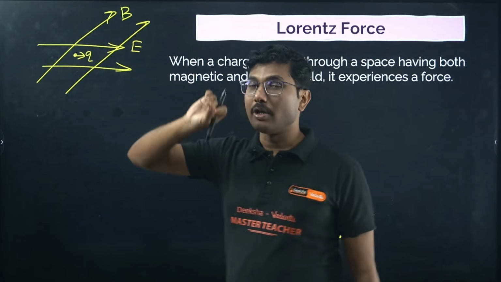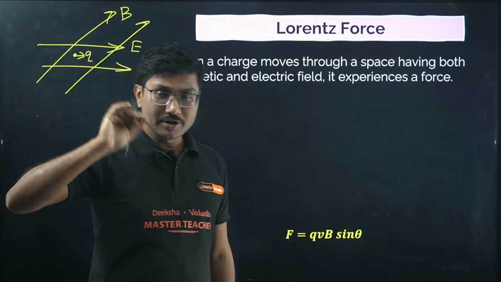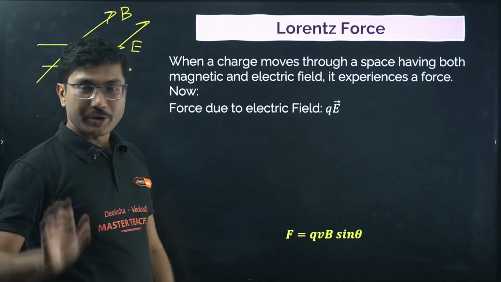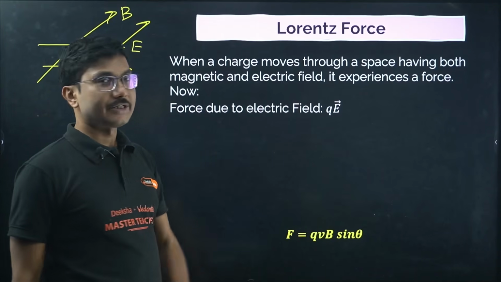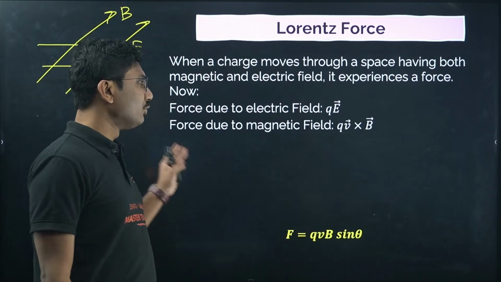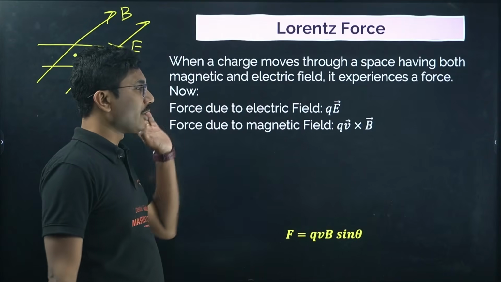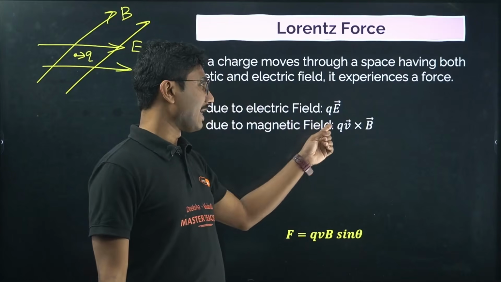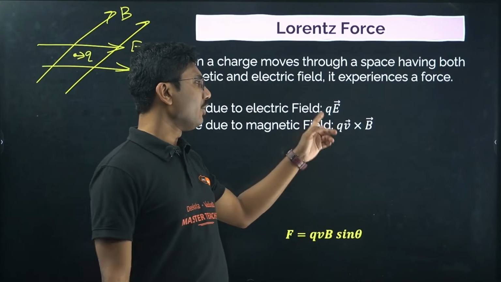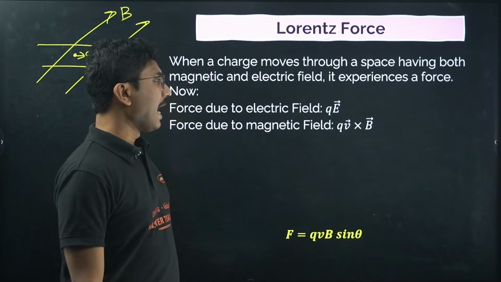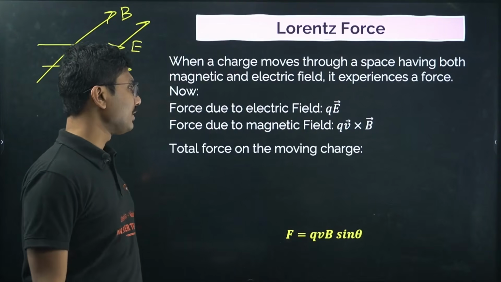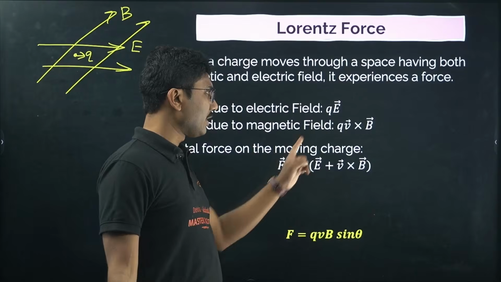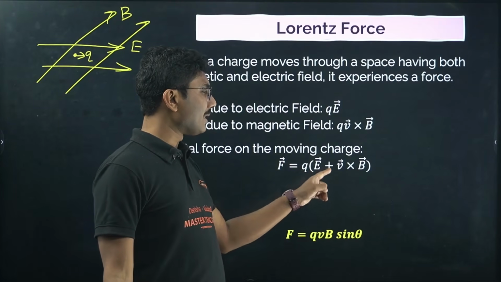Now this will only be possible when the charge is in motion. The electric force is given by Q into E, our old friend from electric charges and field, and something new that we are adding, called force due to a magnetic field, which is dependent on its velocity, its charge and the magnetic field. It is Q into V cross B, and if you combine these two forces, you get the total force acting on this charge, which is given by F equals Q (E plus V cross B).